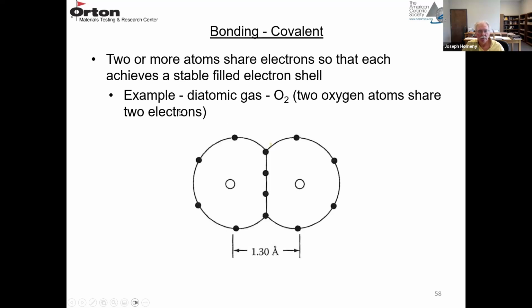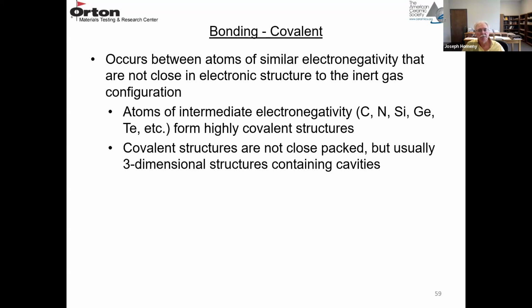So an example of a simple covalent bond is O2, a diatomic gas. 2 oxygen atoms share 2 electrons. So the nucleus is the open circle and the black dots are the electrons. So they're sharing these 2 electrons. So now in the outer orbital, they have 8 electrons. So each orbital is complete. But the bonds are directional.